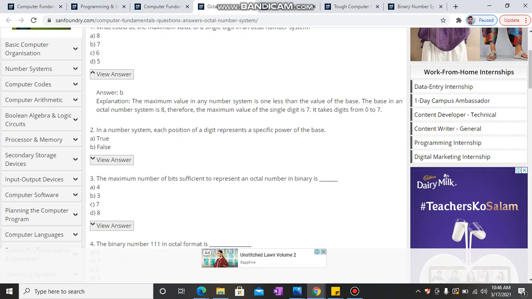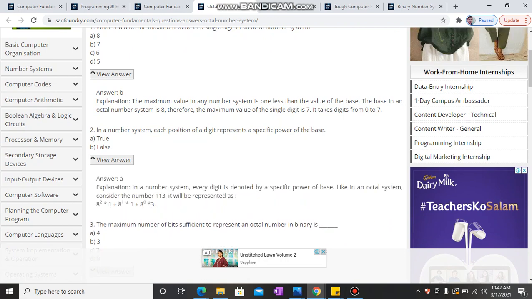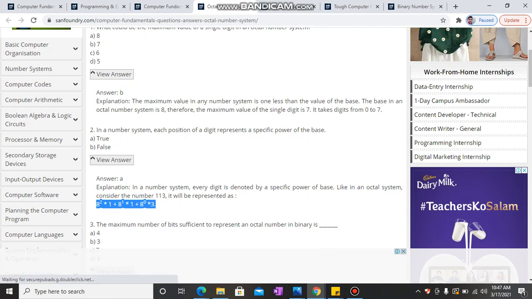So it takes 0 to 7, like we say, that's indexing as well. In a number system, each position of a digit represents a specific power of the base. It is true. Like in a number system, every digit is denoted by a specific power of the base. Like in Octa, there's 8. Consider the number 113. It is represented like we can say 8 to the power 1 multiplied with 1, and that is equal to that.